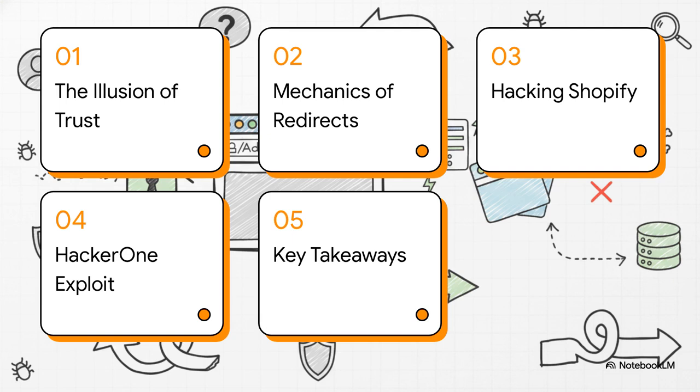Here is our roadmap. First, the illusion of trust. Second, the mechanics of open redirects. Then, we'll apply this by looking at hacking Shopify with URL parameters, check out a HackerOne DOM exploit, and wrap up with a review of key takeaways for your own hunts.